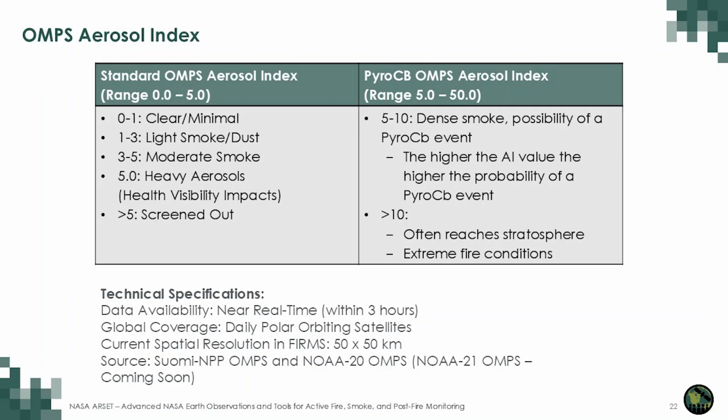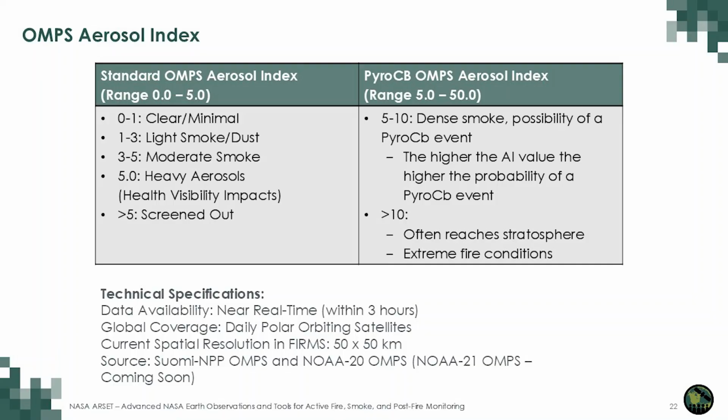So I mentioned that FIRMS actually provides 2 related OMPS aerosol index products. It's actually the same index, and the value is related to both the thickness and the height of the atmospheric aerosol layer, but they have different values. So understanding when to use each one is key to successful smoke monitoring. The standard OMPS aerosol index has a range from 0 to 5, and this works perfectly for most smoke and dust events. Values above 5 are actually filtered out of this product because they're considered too extreme for routine monitoring.